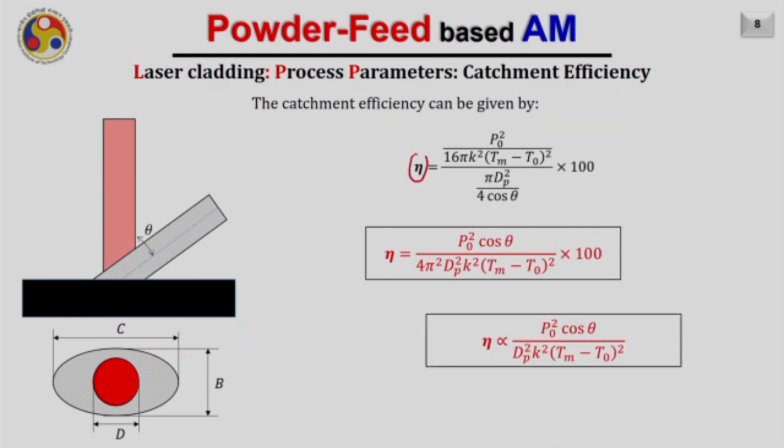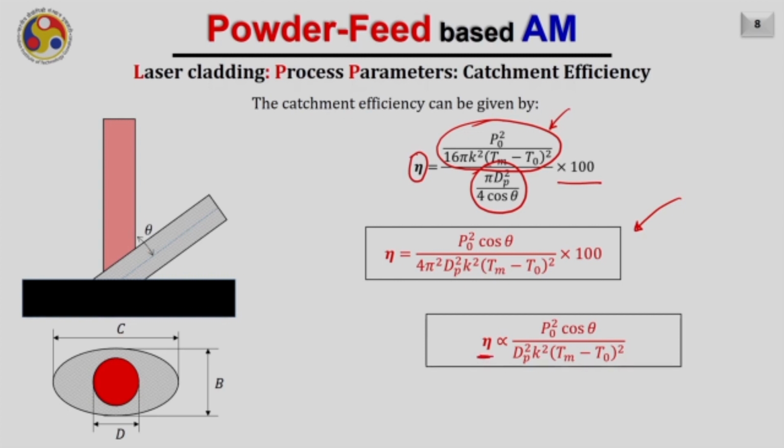So catchment efficiency eta for this simple case will be the area of the molten pool divided by the projected area of the stream on the substrate, into 100. Further, after simplifying it, I will get this expression. From here, as I have considered several assumptions, let me consider on what parameters eta is actually proportional.